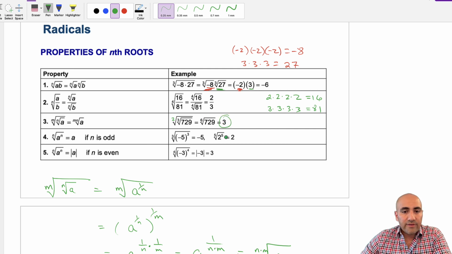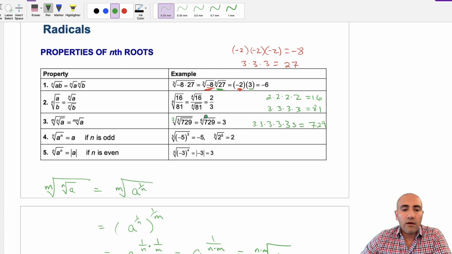Now, how do we arrive at this number 3? Again, just because we know our multiplication tables. So we can say that the answer is 3 because we know that 3 times 3 times 3 times 3 times 3, 1, 2, 3, 4, 5, 6 of them, is equal to 729.